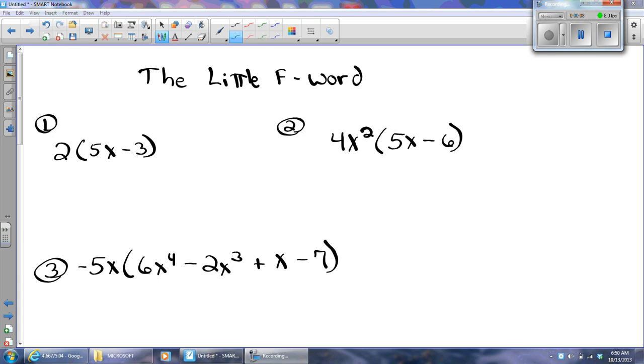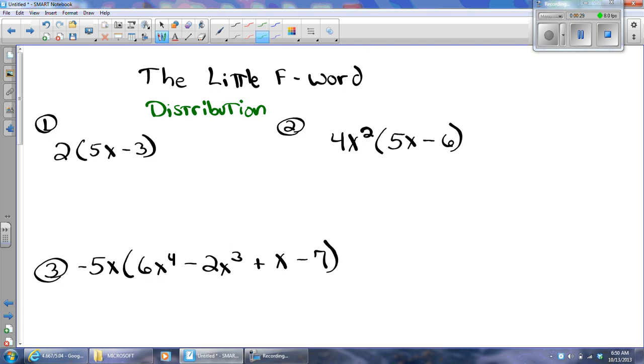But before we learn the little f word, we have to make sure we're really good at the big D word, because the little f word is only doing the big D word twice. So, what is the big D word? You should know the big D word by now. It's distribute or distribution. We have to be very good at distribution. Otherwise, we won't be able to handle the little f word.